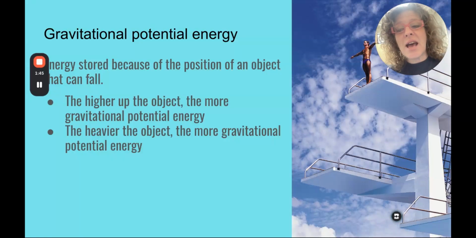Okay. Now, gravitational potential energy is one that we're going to talk about a lot in this unit. So this is energy that's stored because of the position of an object that is able to fall. And there are two things that affect the amount of gravitational potential energy. Its height and its mass. So the higher up the object, the more gravitational potential energy it's got. It's kind of common sense. You knew that. But you might also know, if you think through it, that the heavier the object is, the more gravitational potential energy it's got.